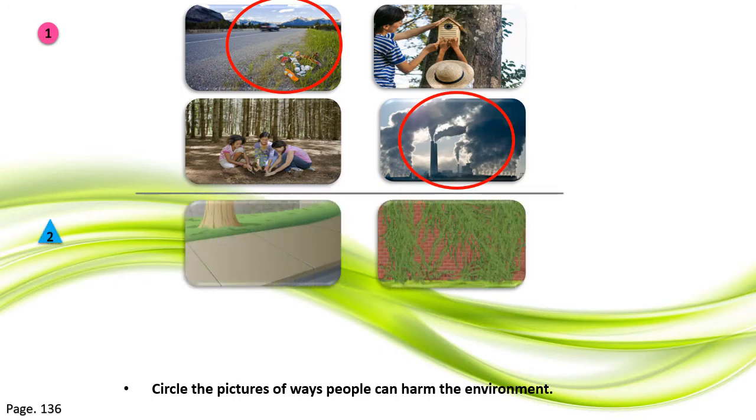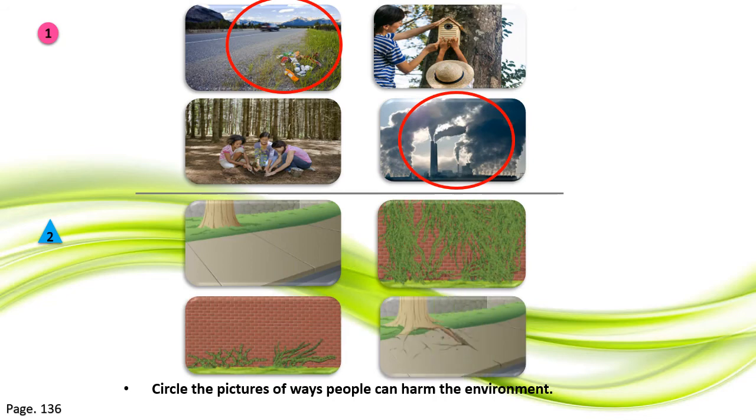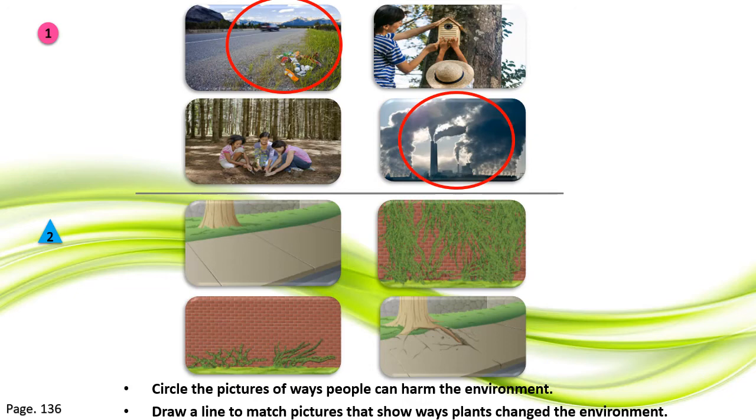Now, for question number 2, we are asked to look at these 4 pictures below and to draw a line to match pictures that show ways plants change the environment. So what do you think? Very good! We should draw a line between the top left picture and the bottom right picture. In this picture, we can see that the tree roots have cracked the cement.